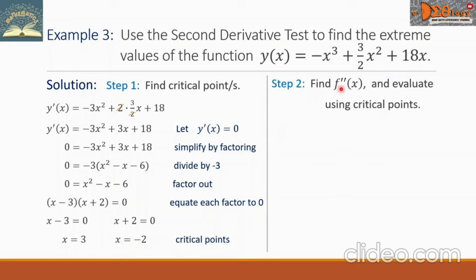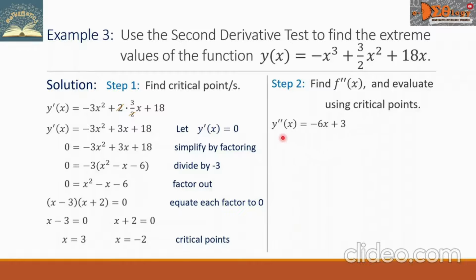Let's find the second derivative and evaluate using critical points. Our first derivative function is here. Therefore, the second derivative equals derivative of negative 3x squared is negative 6x. Derivative of 3x is plus 3. Derivative of 18 is 0, so we don't write here.